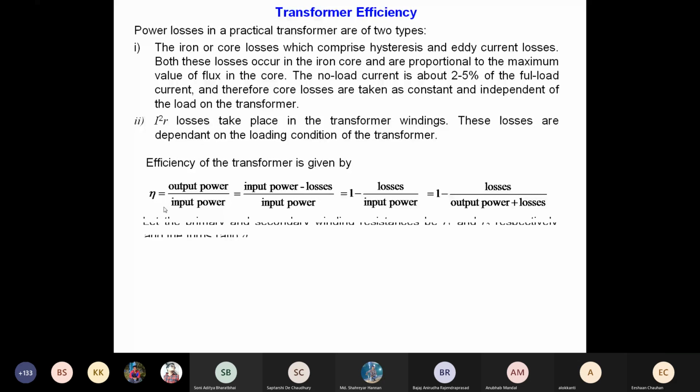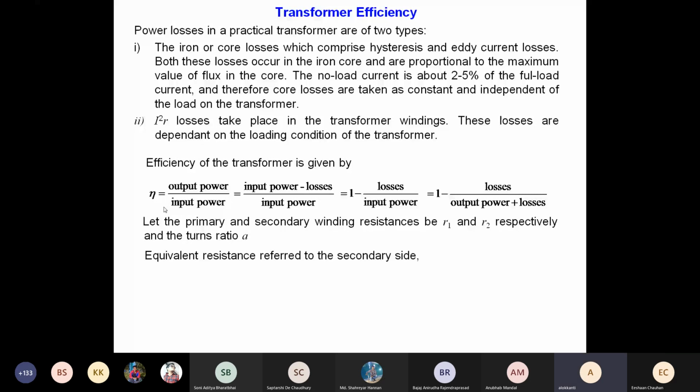If your primary and secondary winding resistances are R1 and R2 respectively, and the turns ratio is A, then the equivalent resistance referred to the secondary, can anyone tell what will be the equivalent resistance referred to the secondary?